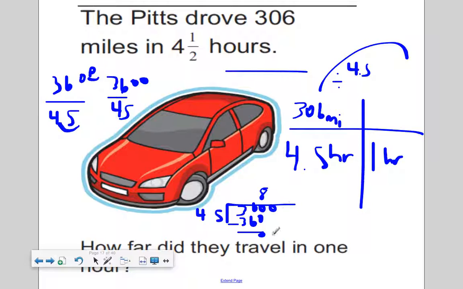0. And I bring down this 0. Again, the answer is not 8. 45 times 8 is not 3,600. Can 45 go in 0? 0 times. Alright, they drove way too fast, because the Pitts family drove 80 miles in 1 hour. That's way too fast.